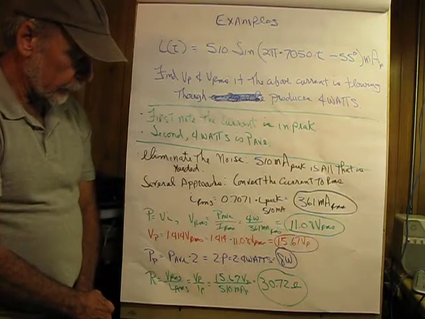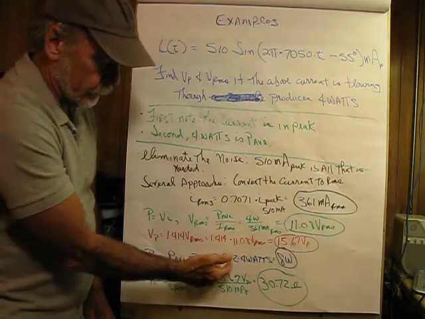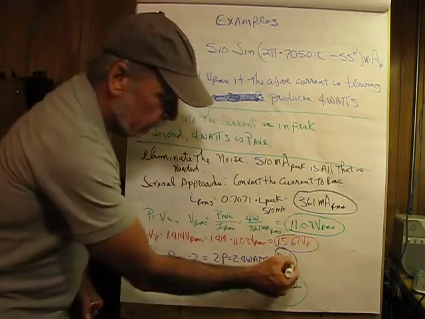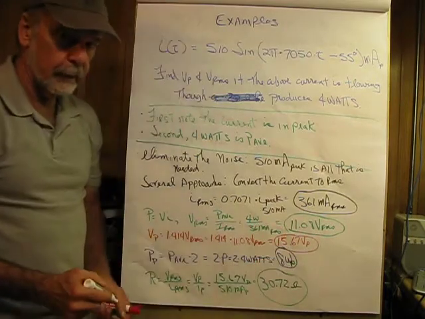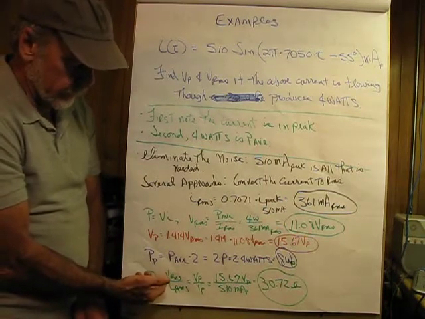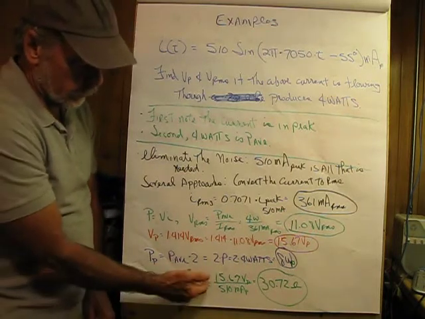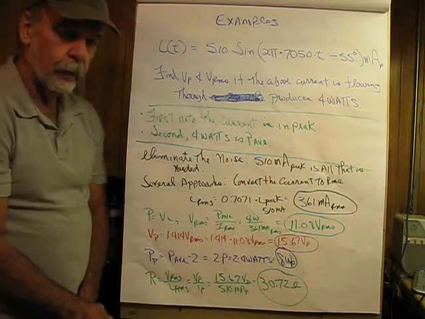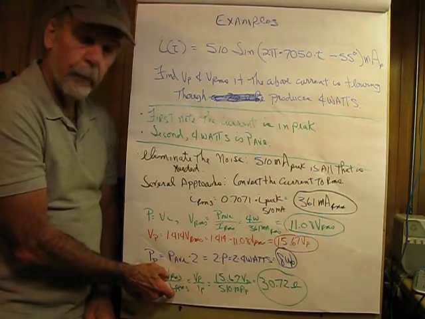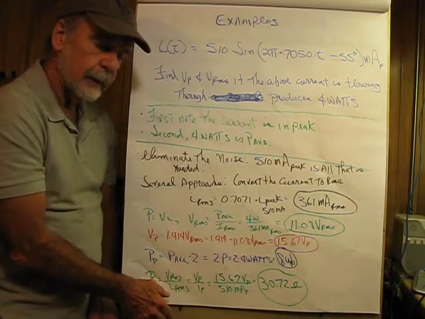Next, to find the peak power: peak power is the average power times 2, which would be 2 times 4 watts, or 8 watts peak. It's important that I put that there. And then finally, the resistance would be equal to V RMS over I RMS, or V peak over I peak. Using the peaks here, that comes out to be 30.72 ohms. So the ratio of these two in RMS, and both have to be in RMS, is the same as the ratio of the peak, and they both have to be in peak.